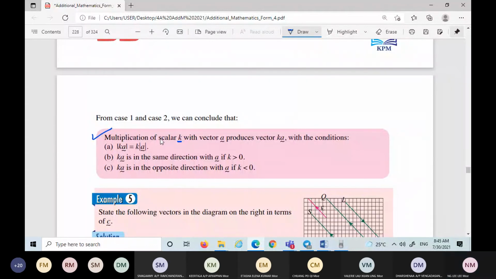Then how about the magnitude? The magnitude works this way: you just multiply the scalar with the magnitude. Then kA is in the same direction as A if k is positive, and kA is in the opposite direction to A if k is negative. So this is for case 2, and this is for case 1.